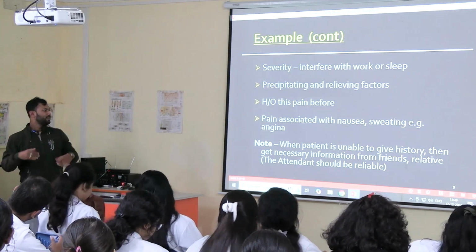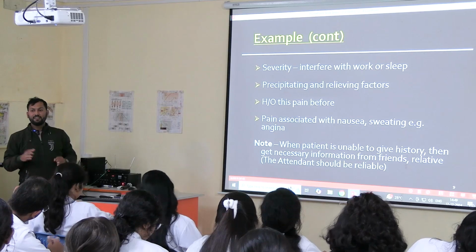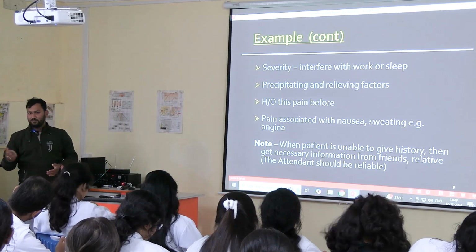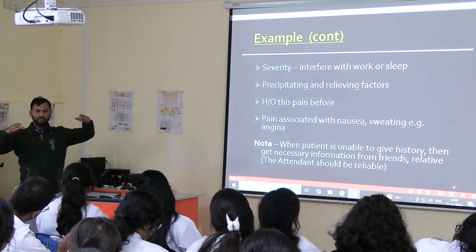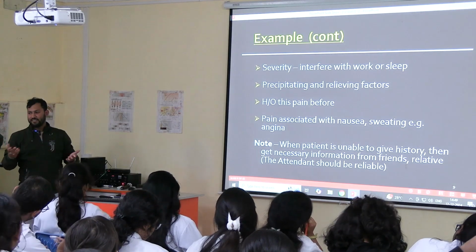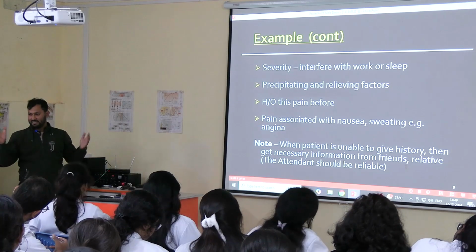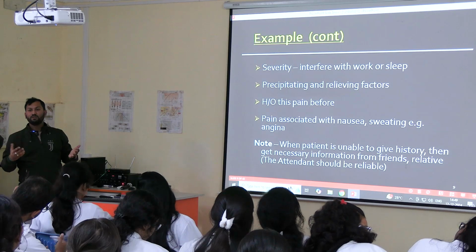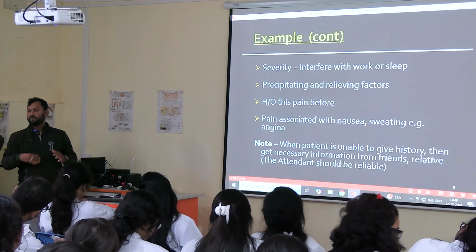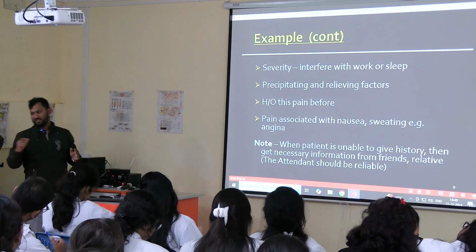So for that we will wait for the attendant of the patient, and that should be a reliable person. Not just, okay, my mother's sister's someone has come. Obviously the closest person, his father or his brother or whoever is staying with him in his home, will be more reliable. In case of children, we will usually ask the mother for the history, because the mother will know best about the child.